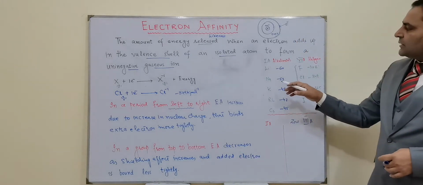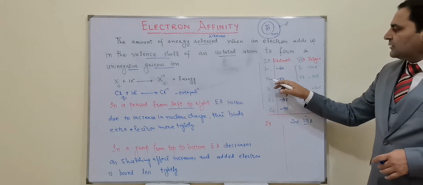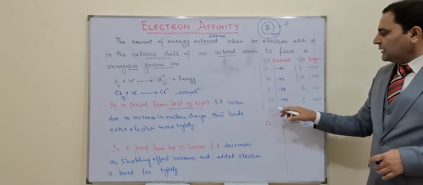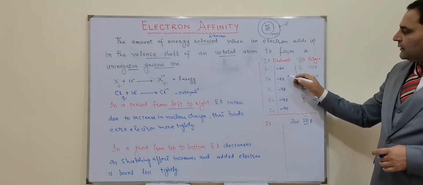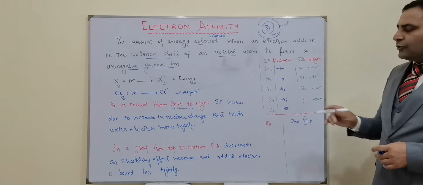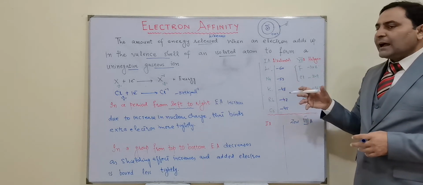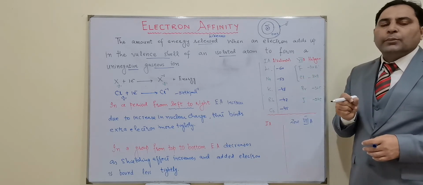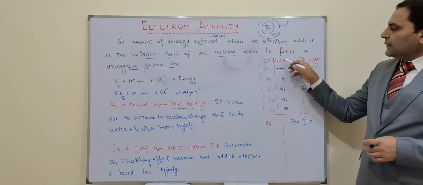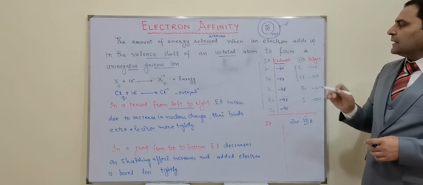We will see some trends in the first group. Here we have lithium, sodium, potassium, rubidium, cesium. From top to bottom, electron affinity decreases. Why is it decreasing? Shielding effect increases. As a result, the extra added electron is not bound so tightly. So electron affinity decreases in the case of the first A group.